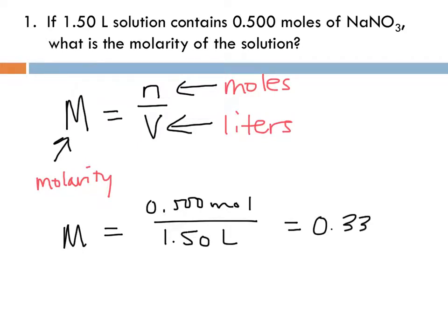If our volume wasn't in liters, we would have to convert it to liters. This is 0.333 moles per liter. Each of the numbers has 3 significant figures, so I put 3 significant figures in the answer. This is a fairly dilute solution, 0.333 molar.